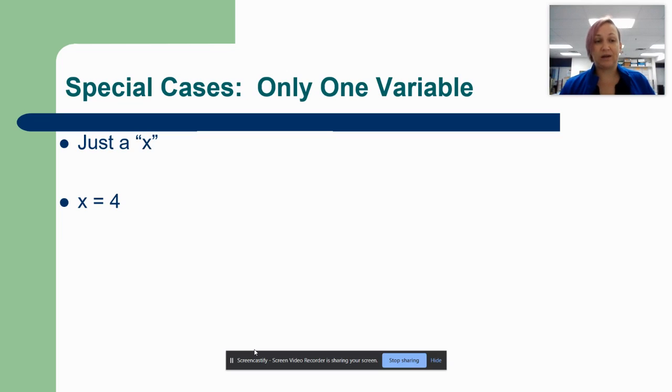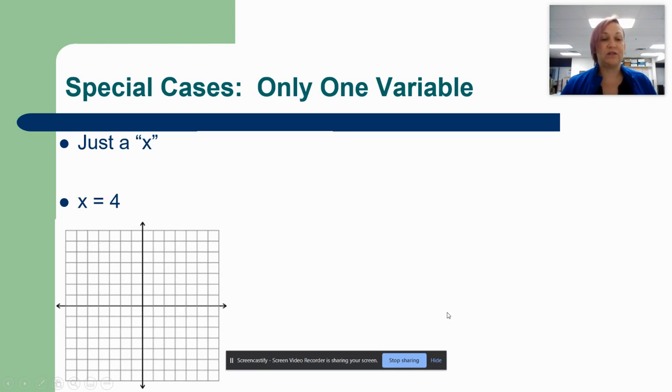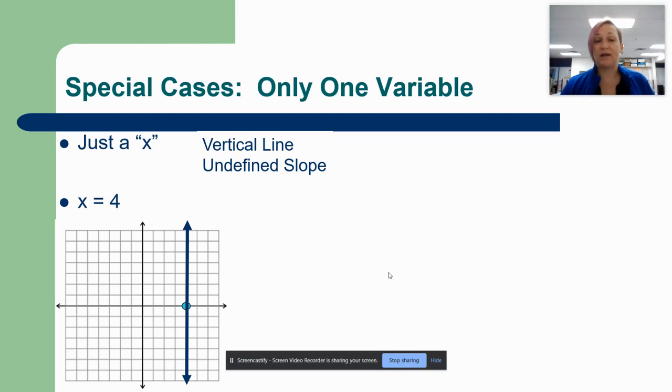This is technically standard form, ax plus by equals c, where the number in front of the y is a 0. If we look at a graph of this, this graph is going to go through the 4 on the x-axis, and it's going to be a vertical line. So a vertical line will always have an equation of x equals a number. And a vertical line also has a special slope, and that slope is an undefined slope. Now, depending on what the question is asking, sometimes it's appropriate to write undefined slope, and sometimes it's appropriate to write x equals 4.